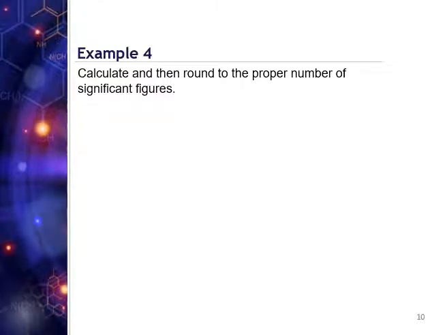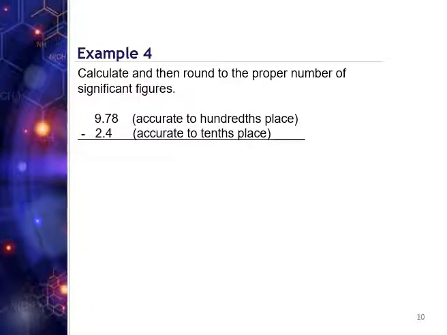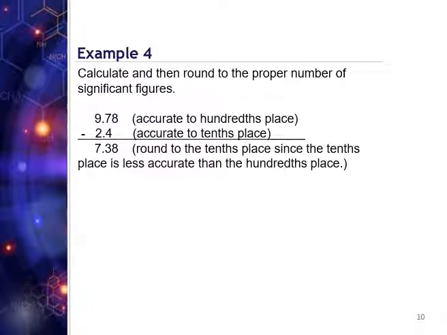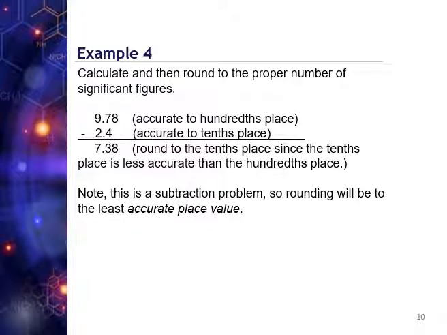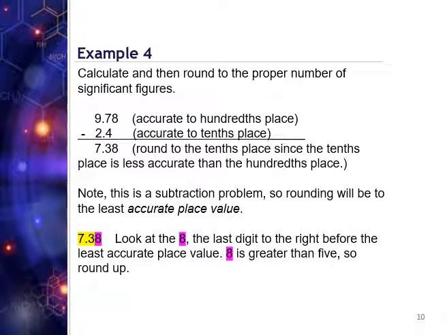Calculate and then round to the proper number of significant figures. 9.78 is accurate to the hundredths place. Minus 2.4 is accurate to the tenths place. 7.38 is what your calculator gives you. This is a subtraction problem, so we will round to the least accurate place value. The least accurate place value is the tenths place. So we're going to look at 7.38. The 8, the first digit to the right of the least accurate place value, is greater than 5, so we'll round up. The correct answer is 7.4.